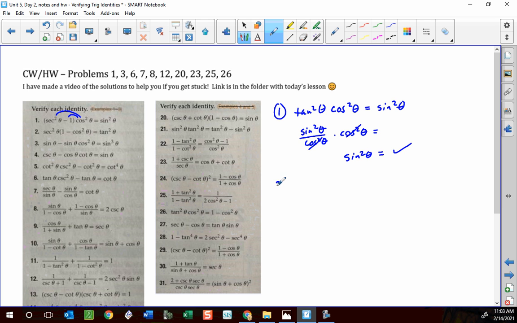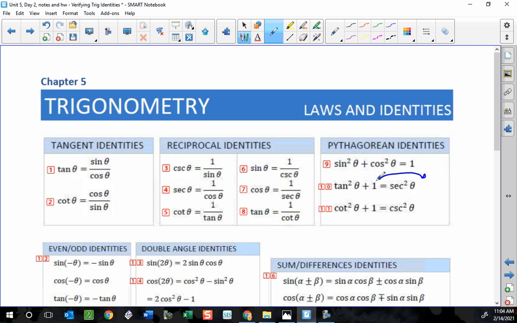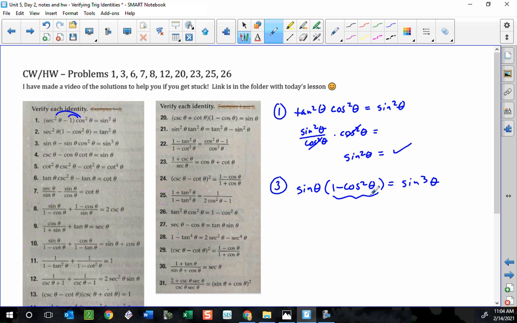All right, number 3. For number 3, I got sine minus sine times cosine. I think right here I'm going to factor out a sine. So if I factor out a sine, that would leave me with a 1 right here, and then minus cosine squared. All right, I recognize that. This is supposed to equal sine to the third. All right, 1 minus cosine squared. Well, whoopsie, wrong way. 1 minus cosine squared would be sine squared. So this right here is going to change to sine squared. So sine times sine squared. There we have it, sine to the third. And yes.